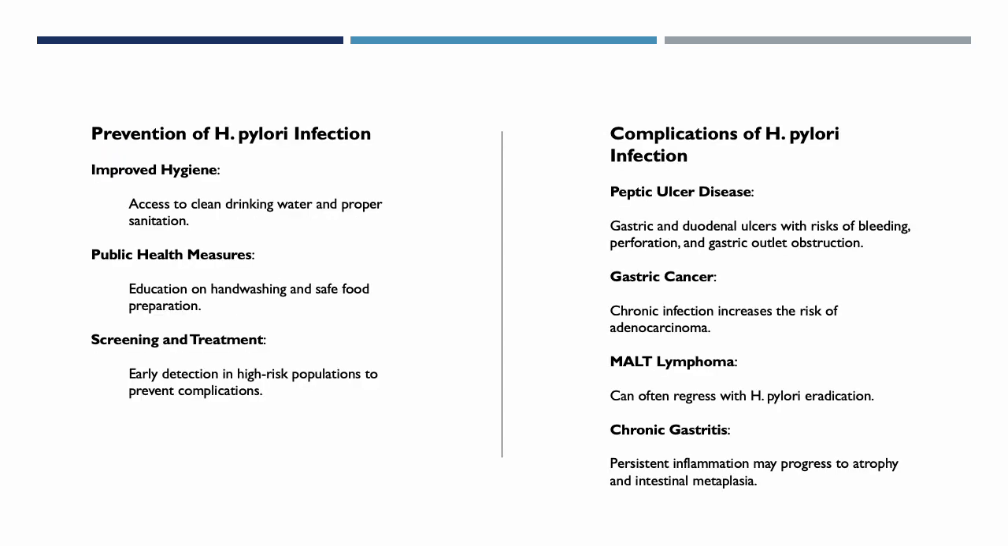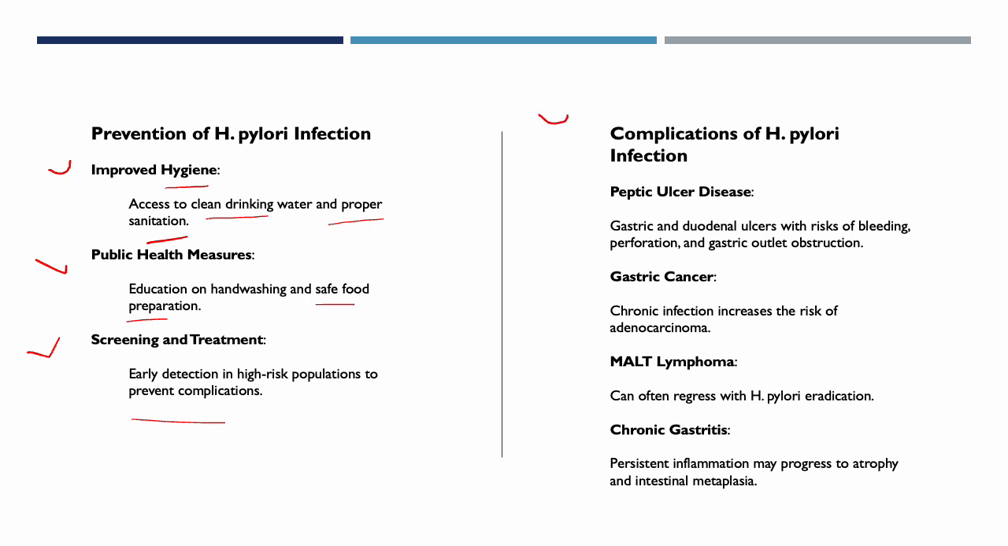How can we prevent H. pylori? Well, improved hygiene always helps. So access to clean drinking water and proper sanitation. Public health measures, so education on hand washing and safe food preparation. Screening and treatment, so early detection in high-risk populations to prevent complications.